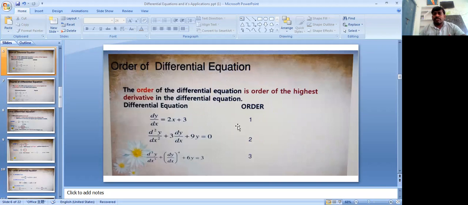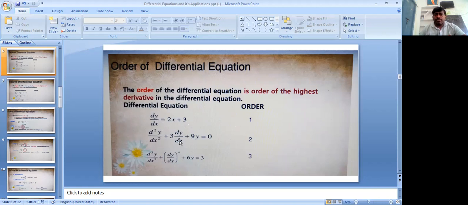Next, order of differential equation. The order of a differential equation is the order of the highest derivative in the differential equation. For example, here, these examples are ordinary differential equations. dy by dx is equal to x plus 3, derivative power 1. Therefore, order is 1.